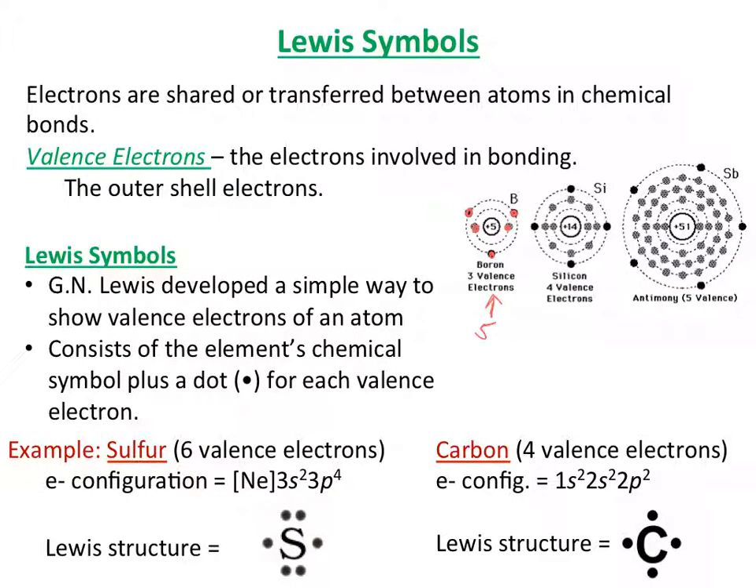Now we usually try to spread these out as much as possible, where 2 dots go on each side of the chemical symbol. Carbon, on the other hand, has 4 valence electrons, 2 in the 2s2, 2 in the 2p2. And so the Lewis structure for it would be carbon with the 4 electrons around it.